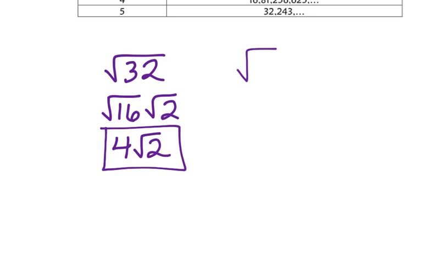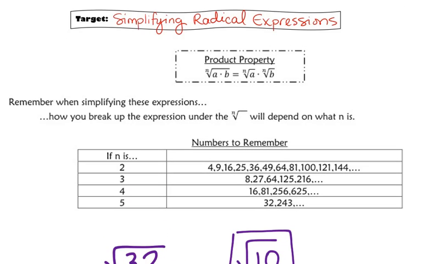Something like the square root of 10, that would be as simplified as you could go because 4 doesn't go into it, 9 doesn't go into it, and then it gets too big after that. So we are going to still work with that property, but it does get a little bit more involved when we start working with cube roots, fourth roots, and things like that.